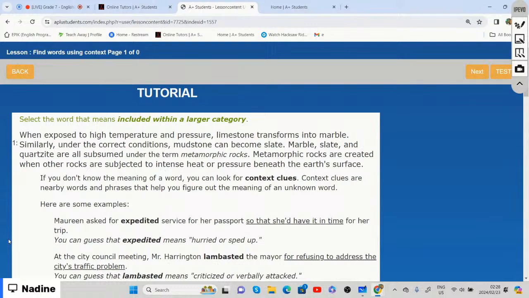All right. So now it says we need to select the word that means included within a larger category. So when exposed to high temperature and pressure, limestone transforms into marble. Similarly, under the correct conditions, mudstone can become slate. Marble, slate, and quartzite are all subsumed under the term metamorphic rocks. Metamorphic rocks are created when other rocks are subjected to intense heat and pressure within, or let's say beneath, the Earth's surface.